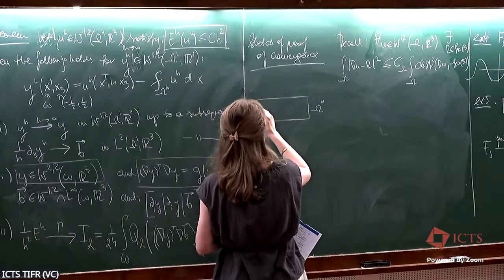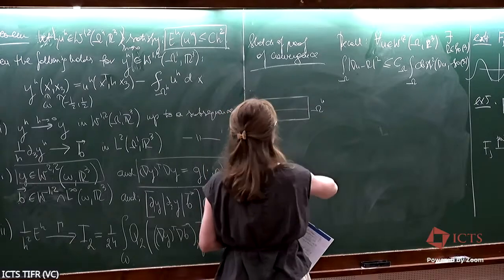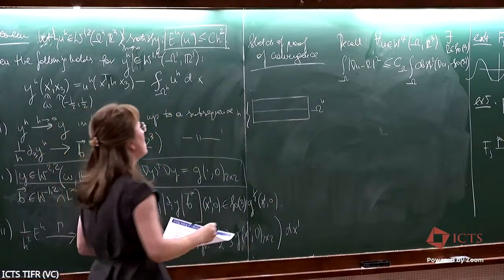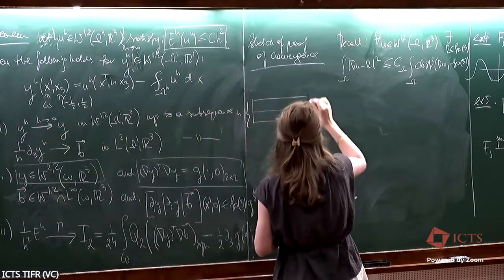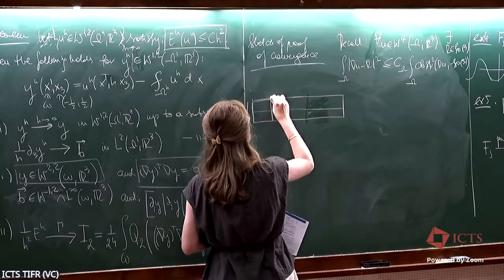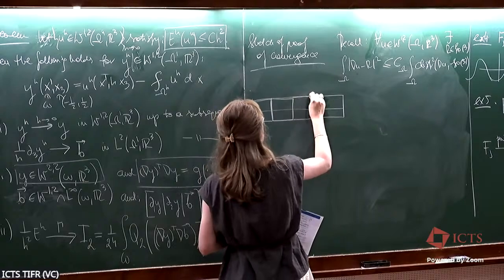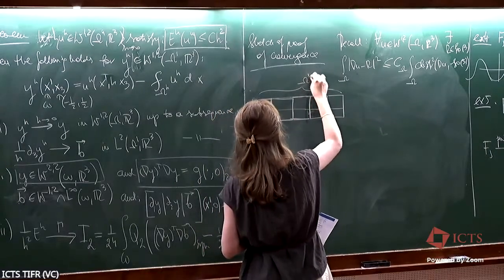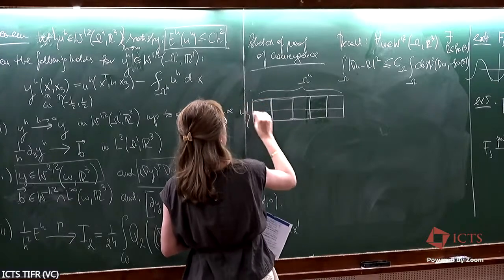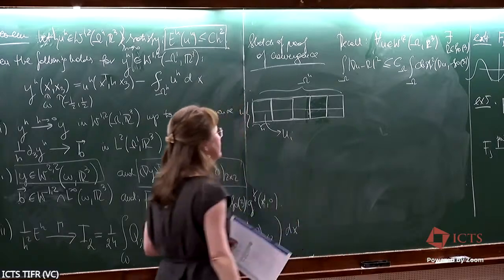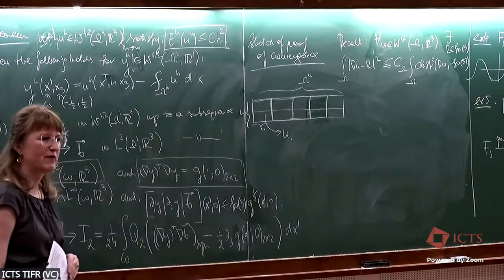Okay, so that's omega h. It has a thickness h. And let's make it even longer. I'm going to divide it into cubes on the length scale h. So this whole thing is omega h. This is h, and this is also h. So I have little cubes called ui, and I have h square of them.